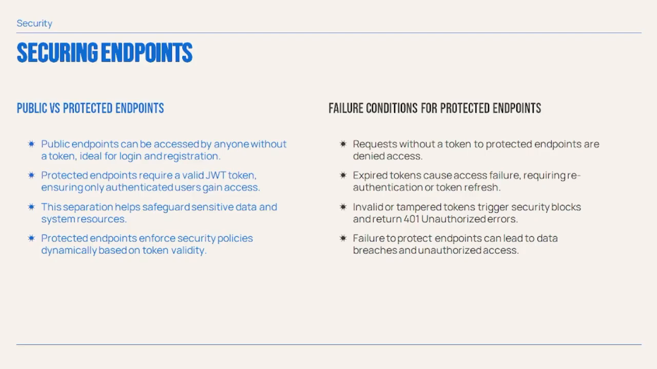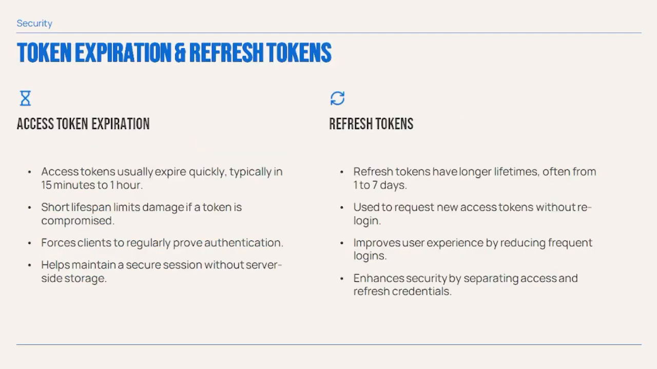Protected endpoints are the endpoints where you have to pass the JWT token; it is mandatory. This separation helps safeguard sensitive data and system resources. This is very, very important. Protected endpoints enforce the security policy dynamically based on token validation. Failure conditions, for example, as we have seen, 401 Unauthorized; failure to protect leads to breaches and unauthorized access.